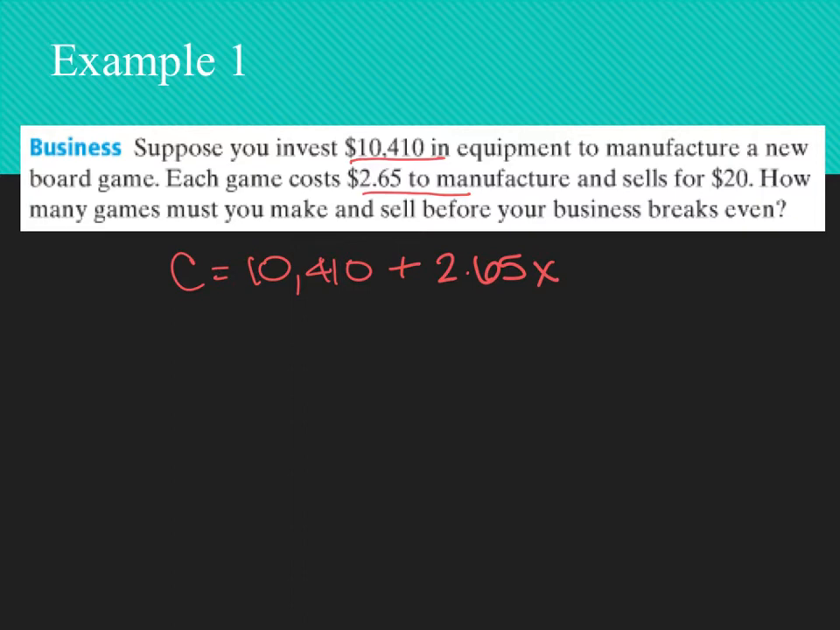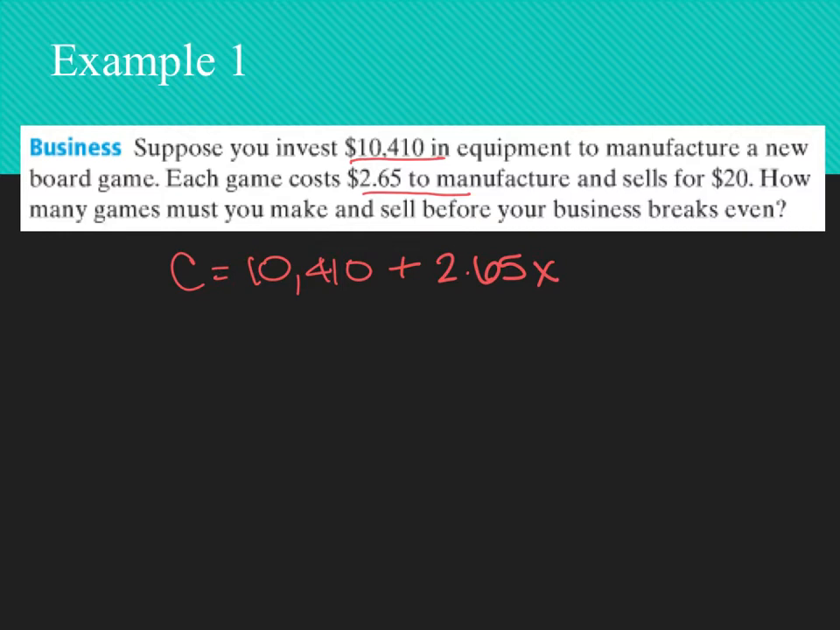Now that 10,410, that's a one-time investment. That's going to pay for all the equipment that it takes to make the board game, so that's why I don't have to multiply that by X. Once I pay for that equipment, it doesn't matter if I make one game or 1,000 games, that $10,410 is going to cover that equipment.